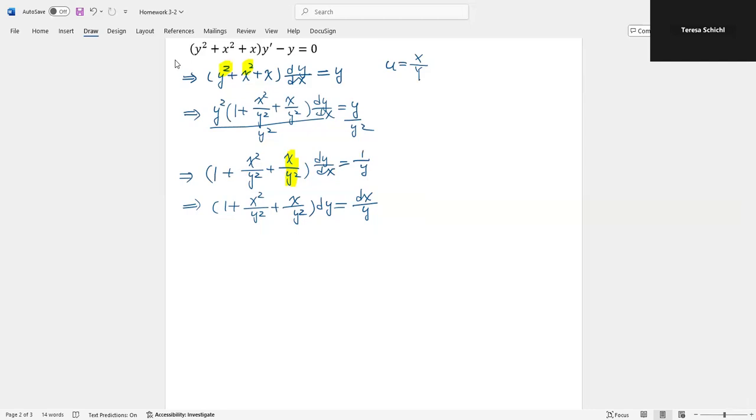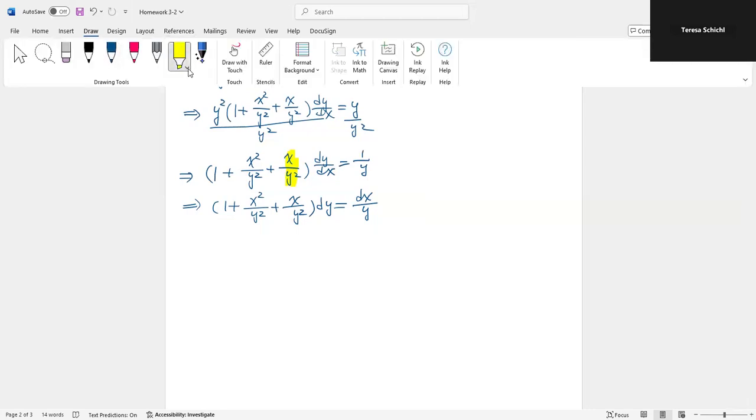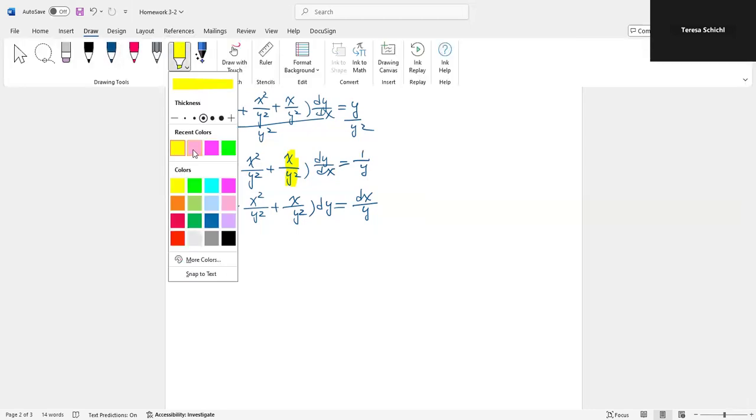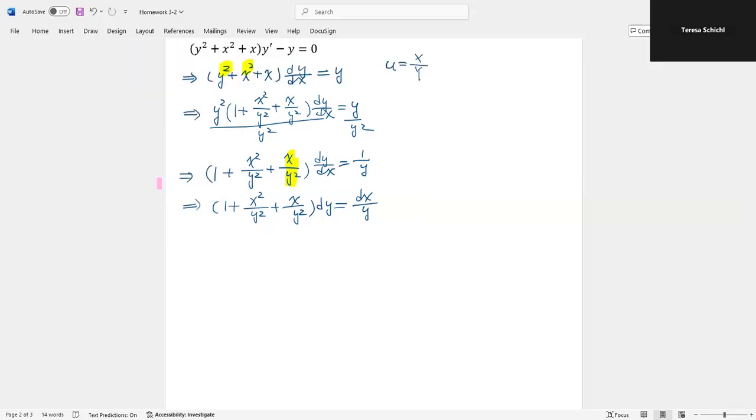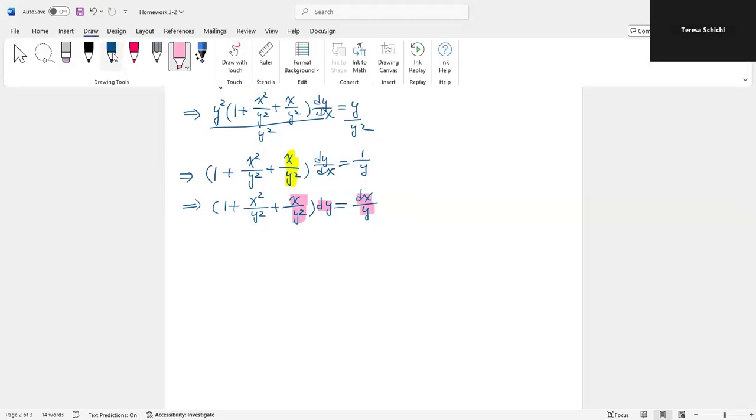Like I said, before I came to this method, I tried several other methods and they became a big mess. What caught my eye is this term, x over y squared dy and dx over y. This is very similar to integrating factors. So let's try to do this.